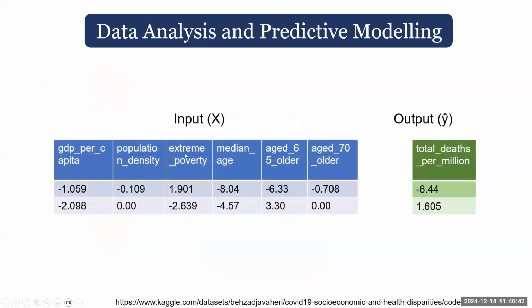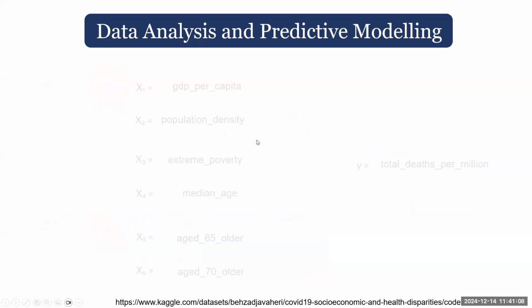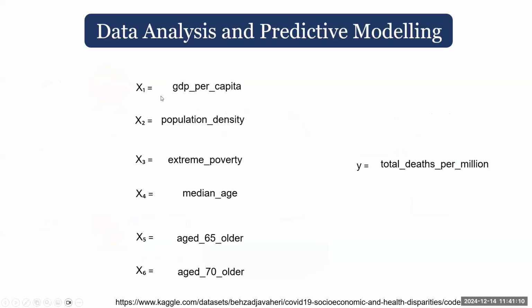Coming back to our example, we had 6 important columns that we considered: GDP, population density, extreme poverty, and so on. That is basically the data. Then we had the target variable, in this case total deaths per million. Y hat, as I told you, is the predicted value, and y would be the original label. Now we'll use these values in the artificial neural network. We have 6 inputs, x1 to x6, and y is our output, total deaths per million.